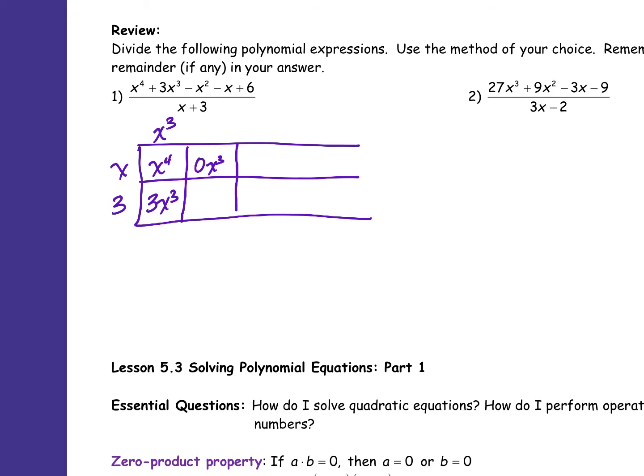So what do I multiply x by to get 0x cubed? Well, 0. It's just 0. So this would be 0x squared, I guess. I can put 0 there. So plus 0x squared. And that would be 0x squared.